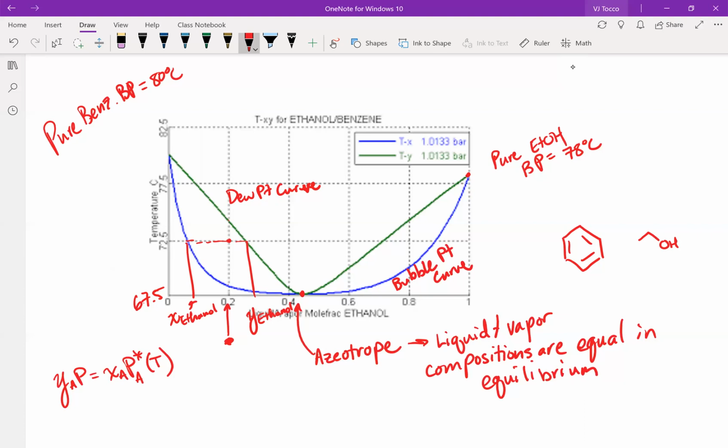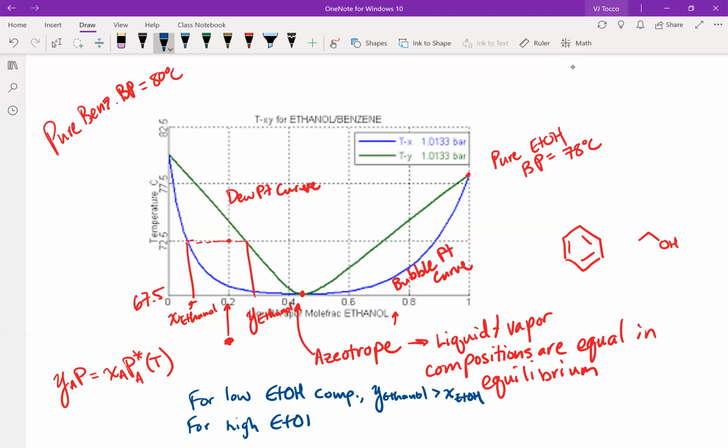And the only weird part is if you are on the right side of the azeotrope, then your Y ethanol will be less than your X ethanol. So on the left-hand side, for low ethanol compositions, Y ethanol is greater than X ethanol. But for high ethanol compositions, the opposite is true. Y ethanol is less than X ethanol.